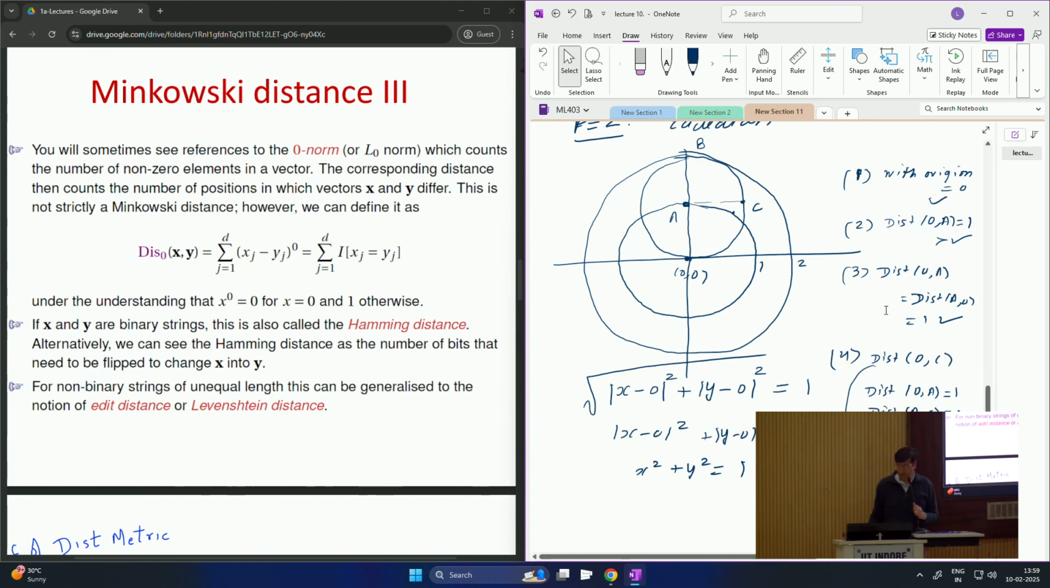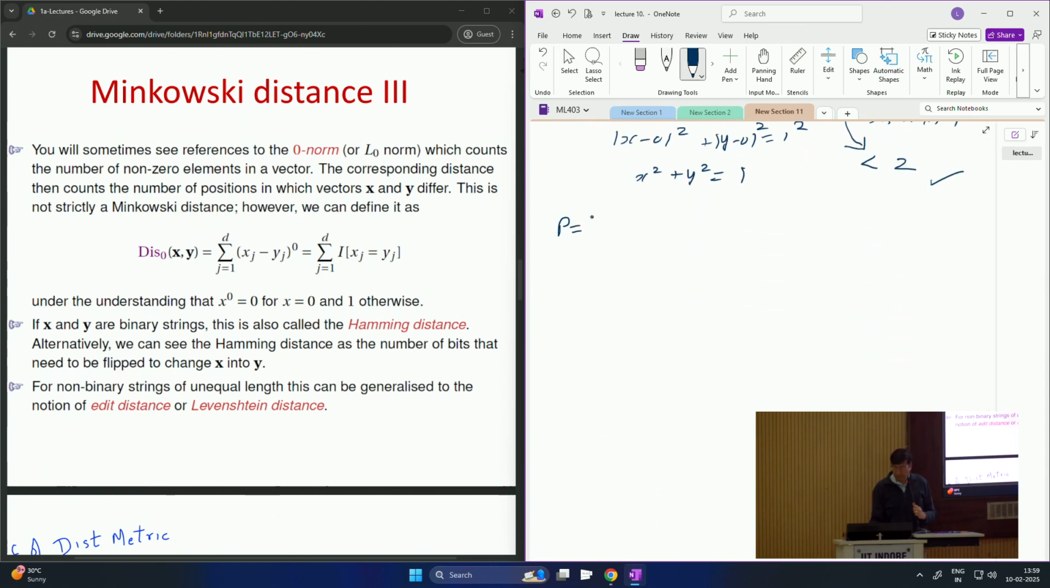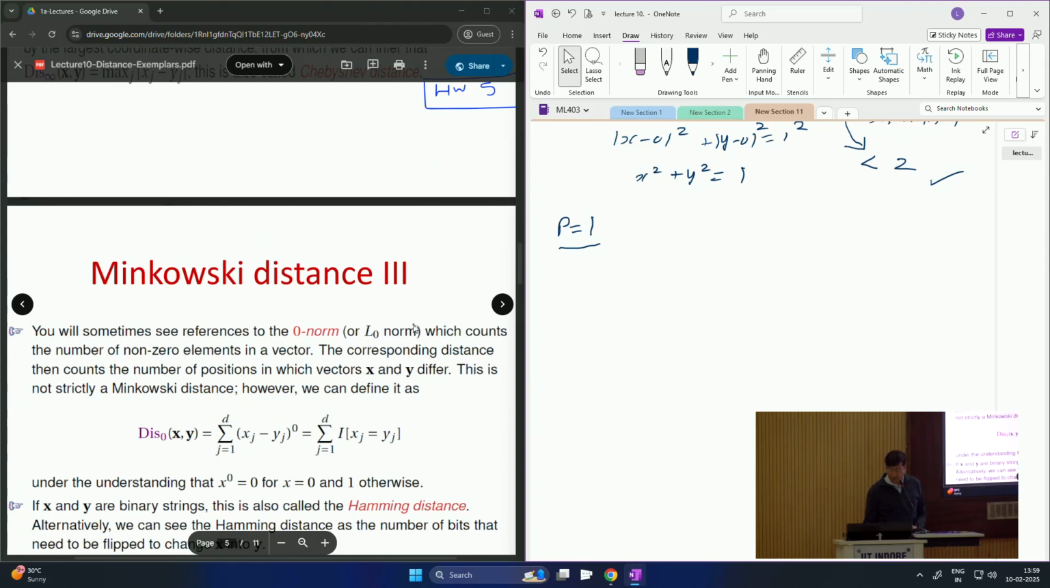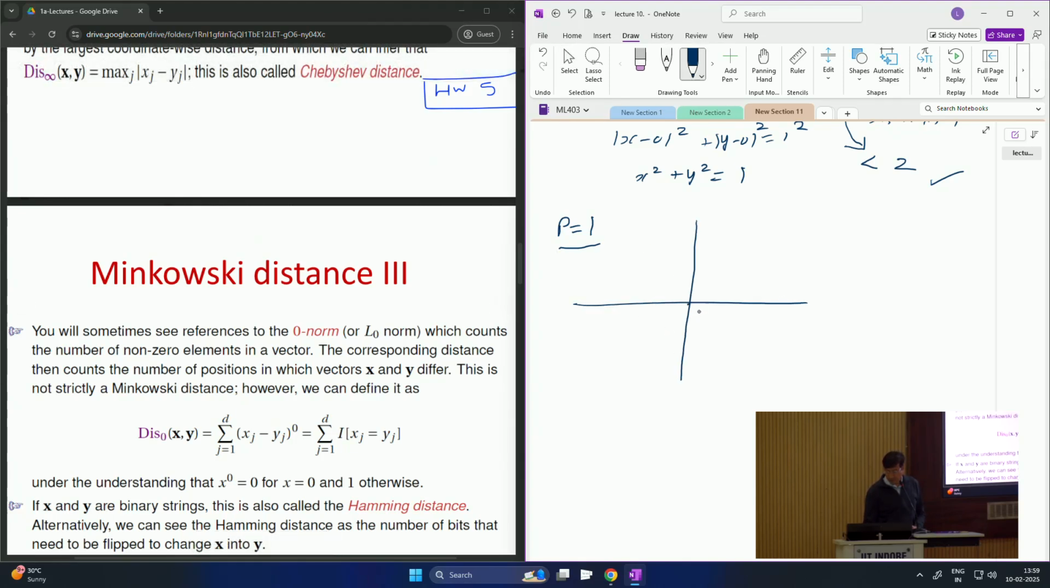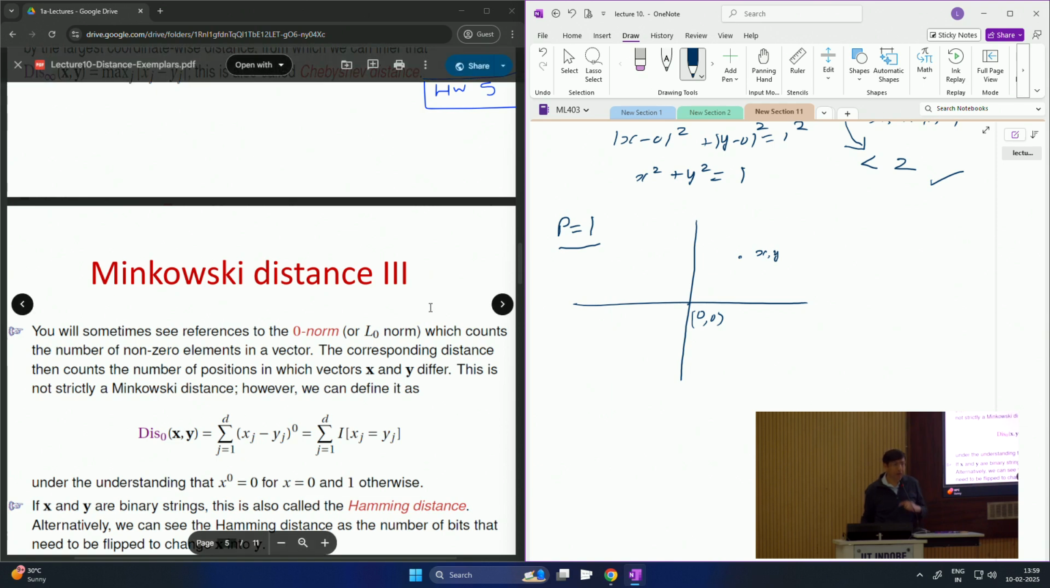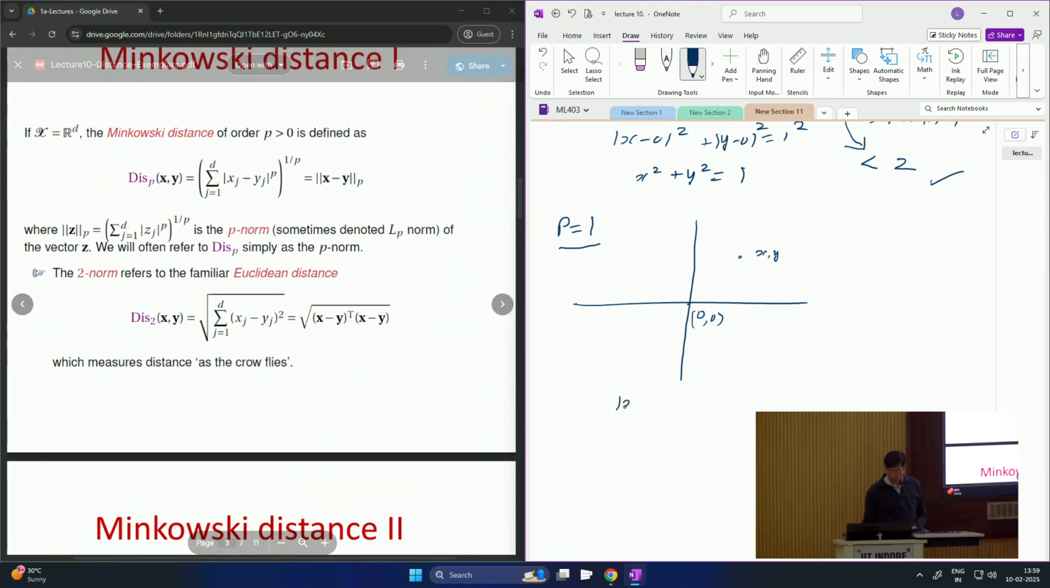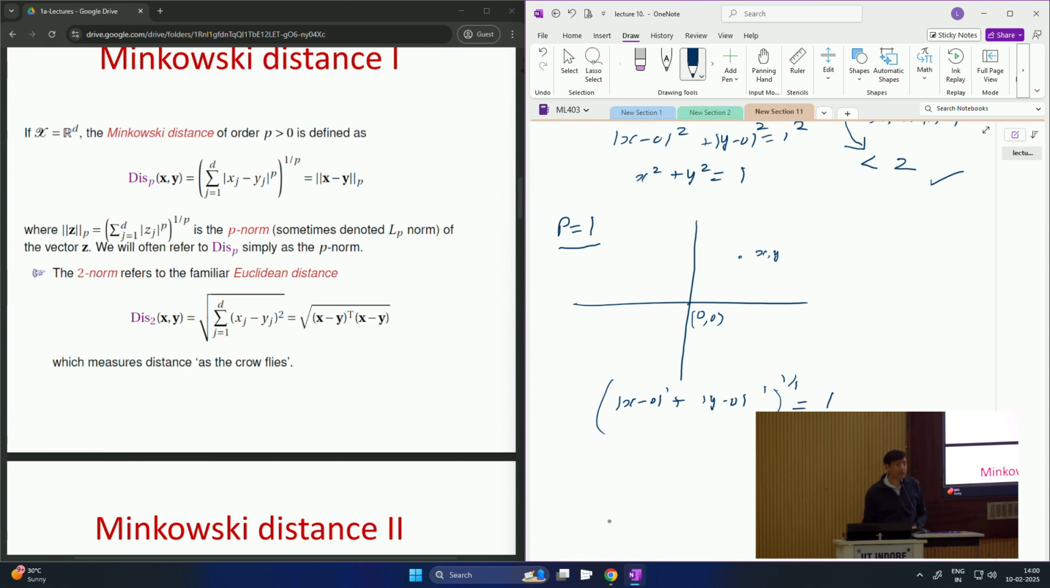Everybody comfortable? Questions? So now let's do the case p is equal to 1. What will be the Minkowski distance? Again, we are somewhere at the origin. We have to find a point x comma y which is 1 unit away, but in terms of p equal to 1 distance. So what will be the Minkowski equation for that? That will be |x minus 0| to the power 1 plus |y minus 0| to the power 1, all to the power 1 over 1, and this is equal to 1. There will be no square root because the power would be 1 over 1. Correct? Everybody with me? So this will be x plus y is equal to 1. Correct?